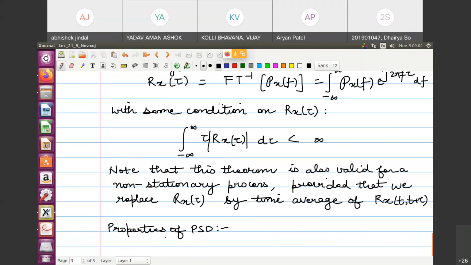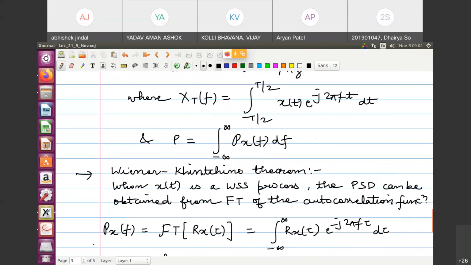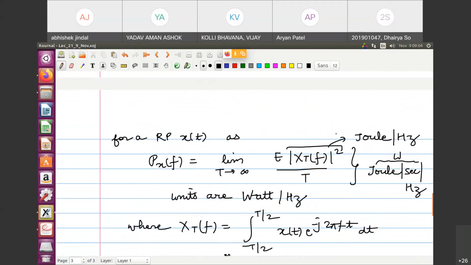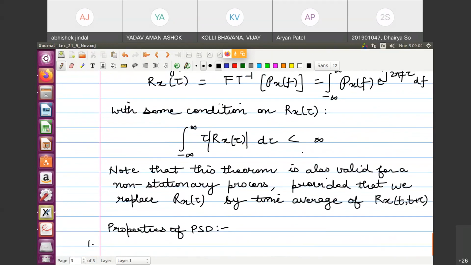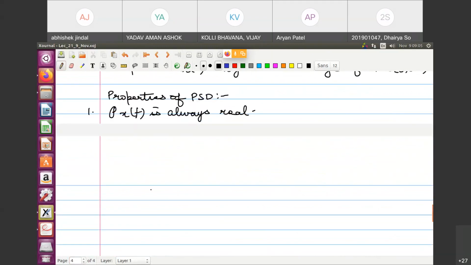So what are the properties of PSD? The first property is, you can see from this that because this is an absolute value whole squared, this is an expectation of such a number. This cannot turn out to be negative. So first of all, Px f is always real. Second, Px f is greater than or equal to 0. I am stating a few properties. I think they are clear from the way we have derived it, so I am not elaborating that much.